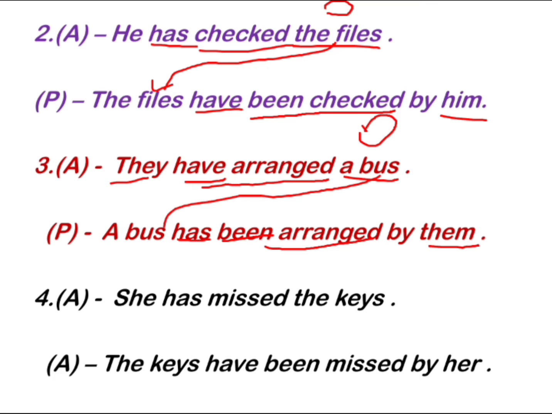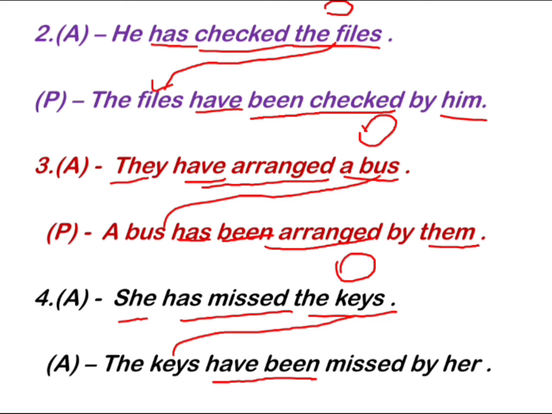Next sentence, she has missed the keys. She is singular, so we use has missed. What did she miss? The keys. So the keys is the object. The object becomes the subject of the passive voice. So we start the passive sentence with the keys. Here the keys is plural, so we use have. The be form of verb for the perfect tense is been, and missed is the past participle. She is changed to her as per the rule of the pronoun. By is used to denote the doer of the action. So the passive voice is: the keys have been missed by her.